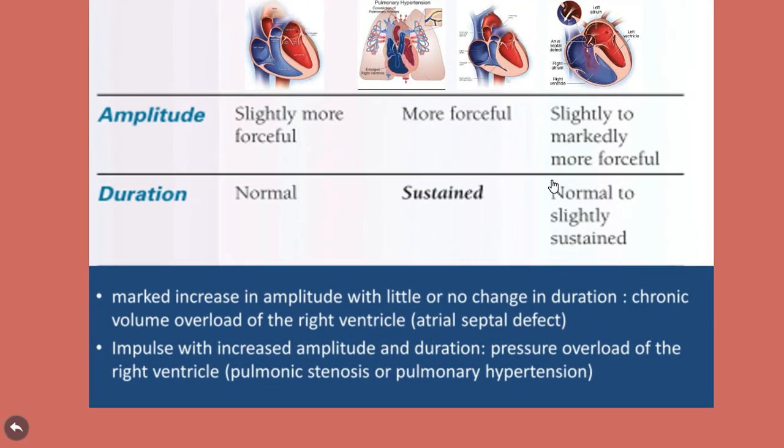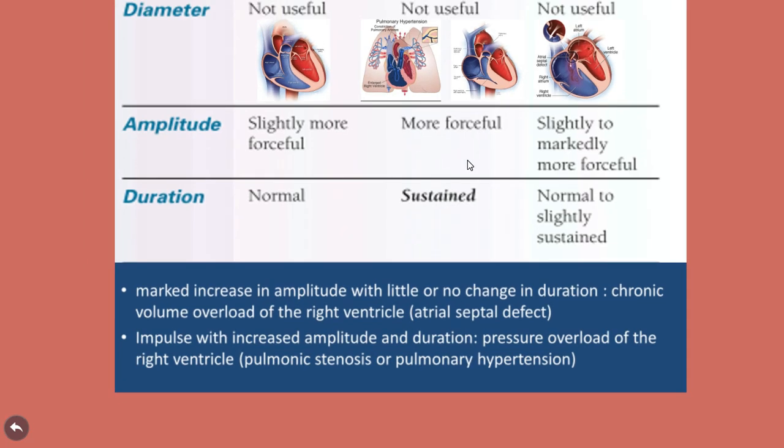Okay, so with a marked increase in the amplitude with little or no change in duration, a volume overload of the right ventricle, you think of an atrial septal defect. But if the impulse has increased amplitude and duration, you have to think of pressure overload. So duration sustained means pressure: pulmonary stenosis and pulmonary hypertension.